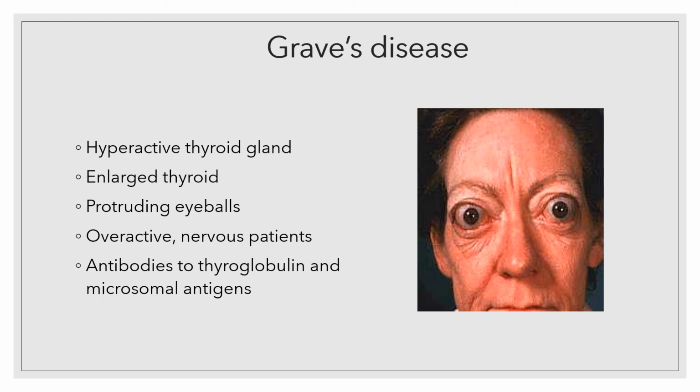Graves' disease is sometimes called hyperthyroidism. This is where the thyroid is constantly stimulated. So the patients have a hyperactive thyroid gland, an enlarged thyroid. They have what's commonly referred to as protruding eyeballs, and the patient is overactive, nervous, and they have that enlarged thyroid and protruding eyeballs. And the antibodies to thyroglobulin and microsomal antigens are what's present. So excessive thyroid hormones are produced, and these antibodies, antithyroglobulin and antimicrosomal antibodies, are those that attack the thyroid gland.